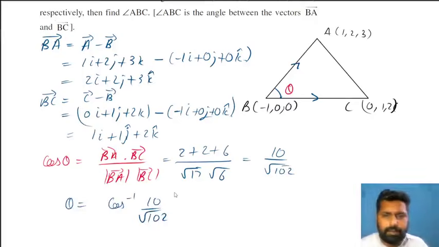Anyway, the approach is much more important here: first of all, if the vertices are given, you are supposed to create the vector through it. In order to create the vector, remember the coordinates, you introduce ijk with them, and then BA vector is A vector minus B vector. As simple as that.